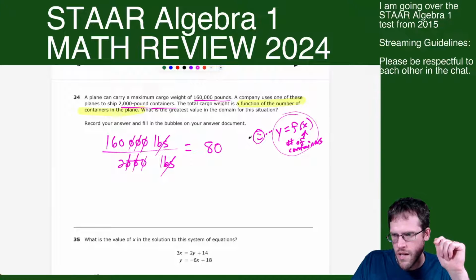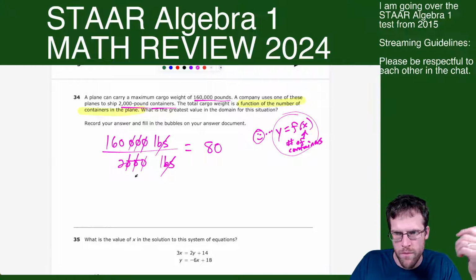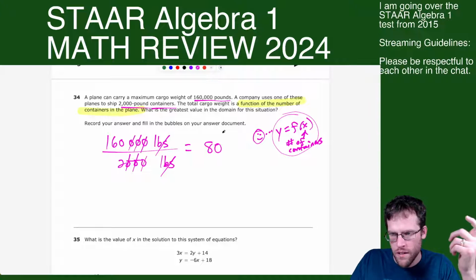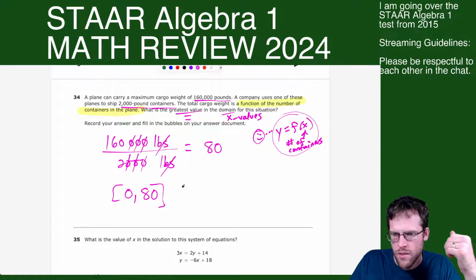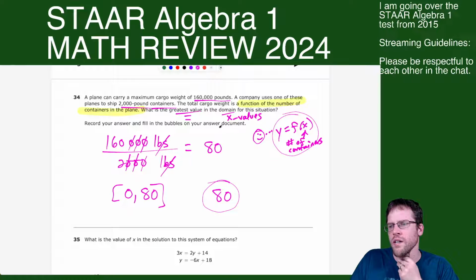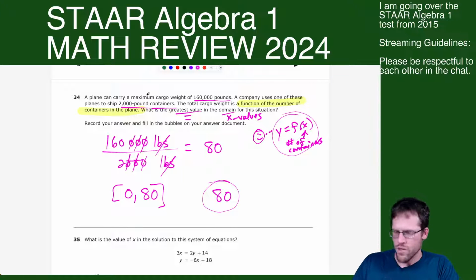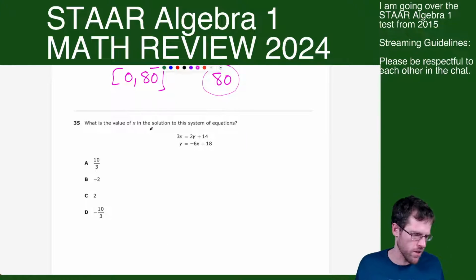So the math I just did on the side here, though, is take the maximum weight and divide by the weight of each container, telling us the maximum amount of containers we could ship is 80. So we could either ship no containers or 80 containers, but they're asking, what is the greatest value in the domain? The domain is the set of x values. So the maximum x value here would be 80. Okay, so that would be our solution here. Okay, because once again, the total weight is a function of the number of containers. Cool. So nice question.